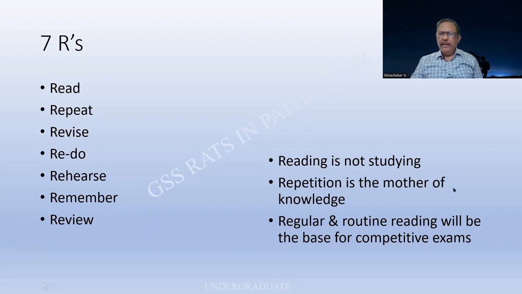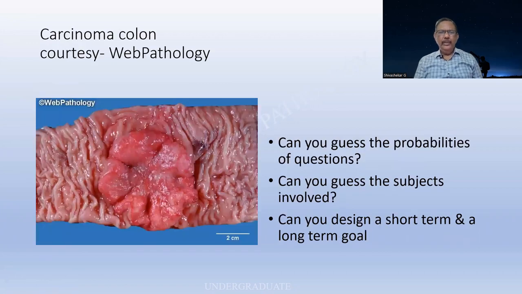And these are the things. Repetition is the mother of knowledge. Regular and routine reading will be the base for competitive exams. Otherwise, strong building, weak base. Courtesy web pathology. Such a specimen can be there in a jar. Can you guess the probabilities of questions? This is a carcinoma colon. Fine. But then they can ask you about the etiology, about the morphology, how the left side differs from the right side. Why can't it be an ulcer? What are the different ulcers of the intestine? How does it spread if it is a tumor? And it will go on like that.